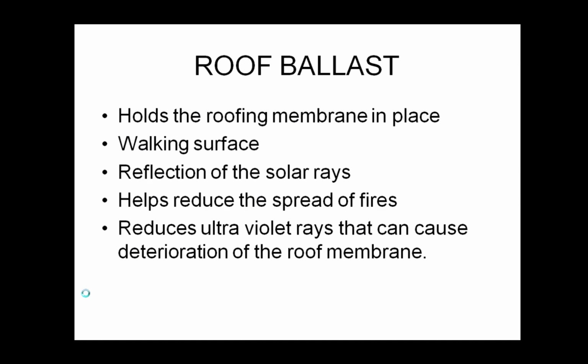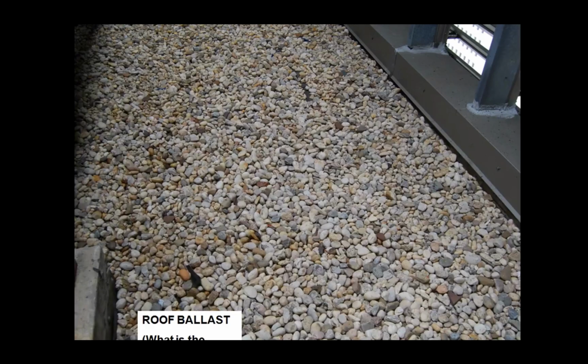It also helps provide some reflection of the solar rays so it's not hitting the roofing material. Ballast can help reduce the spread of fires because it's not a flammable material. Again, it's like rocks, and it reduces, like I said, ultraviolet rays, solar rays. It reduces some of that deterioration of the roofing membrane. But roof ballasts also do have some negatives to it.